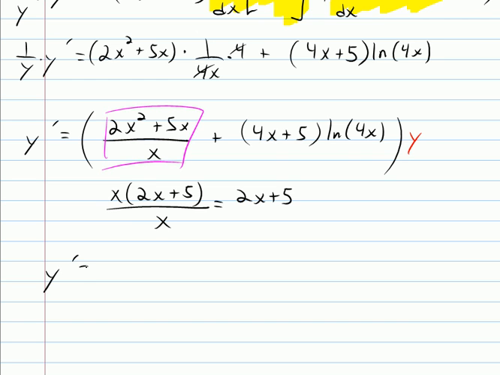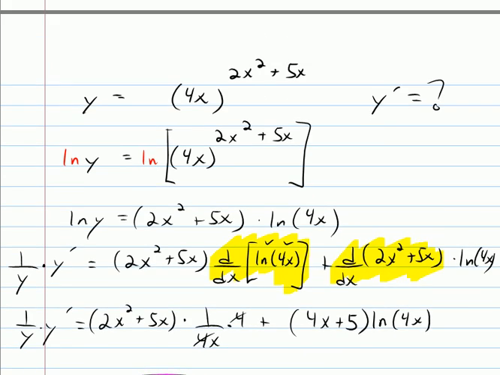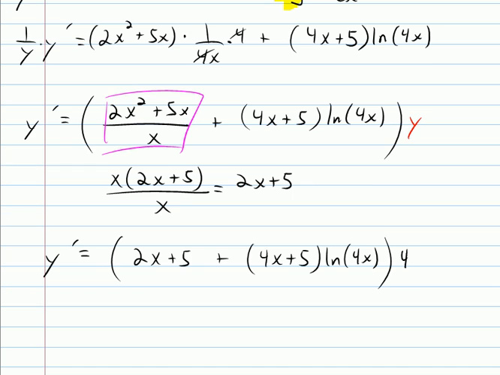So y prime equals 2x plus 5 plus quantity 4x plus 5 times the natural log of 4x, times y, which was 4x raised to the 2x squared plus 5x. So there you go. That's y prime. Right there.